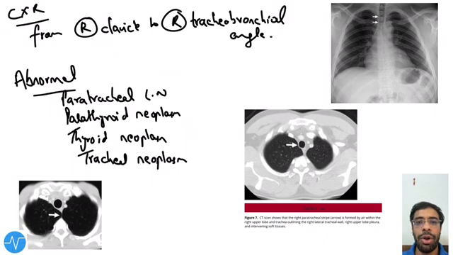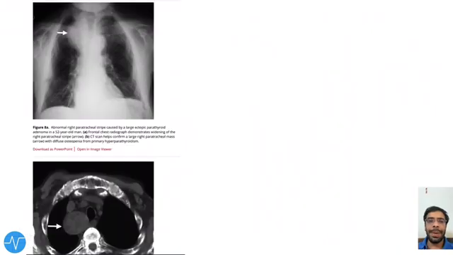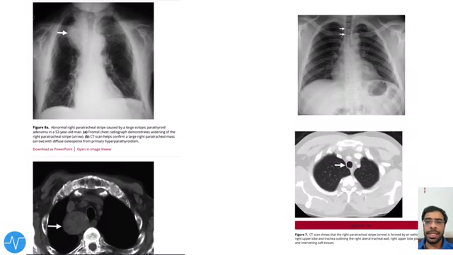If there is any abnormal convexity, then let's see the abnormal pathology. Here you can see there is an abnormal convexity of the right paratracheal stripe in both CT and X-ray, whereas normal, as you can see on your right, is a straight line. Therefore, any abnormal convexity, they should consider this.